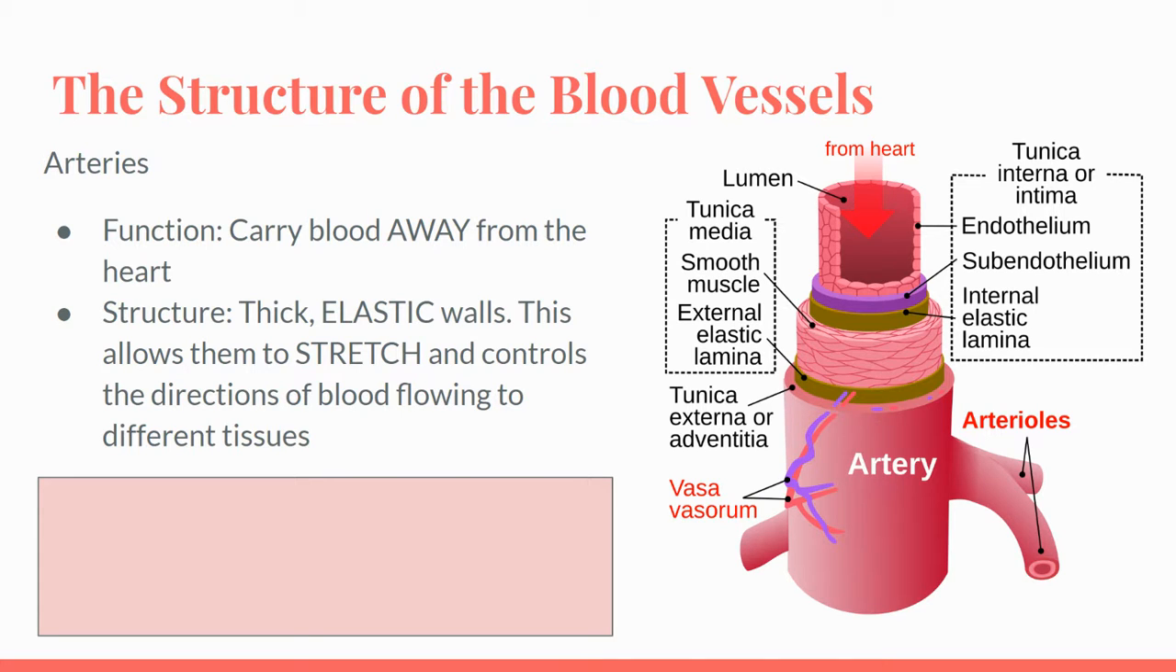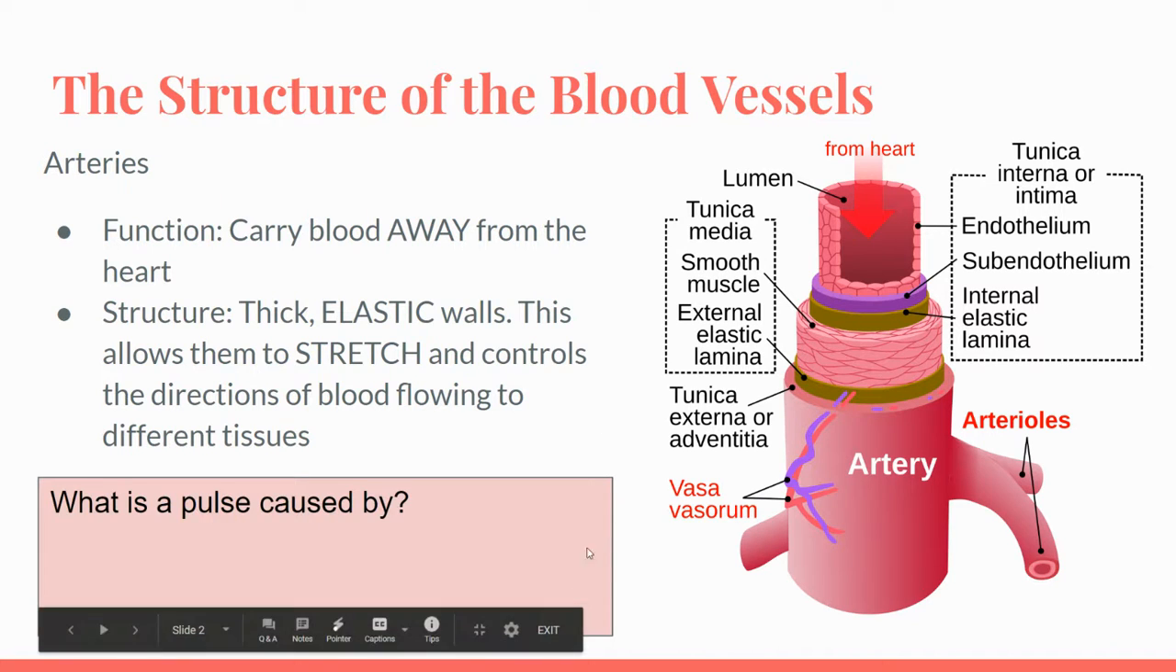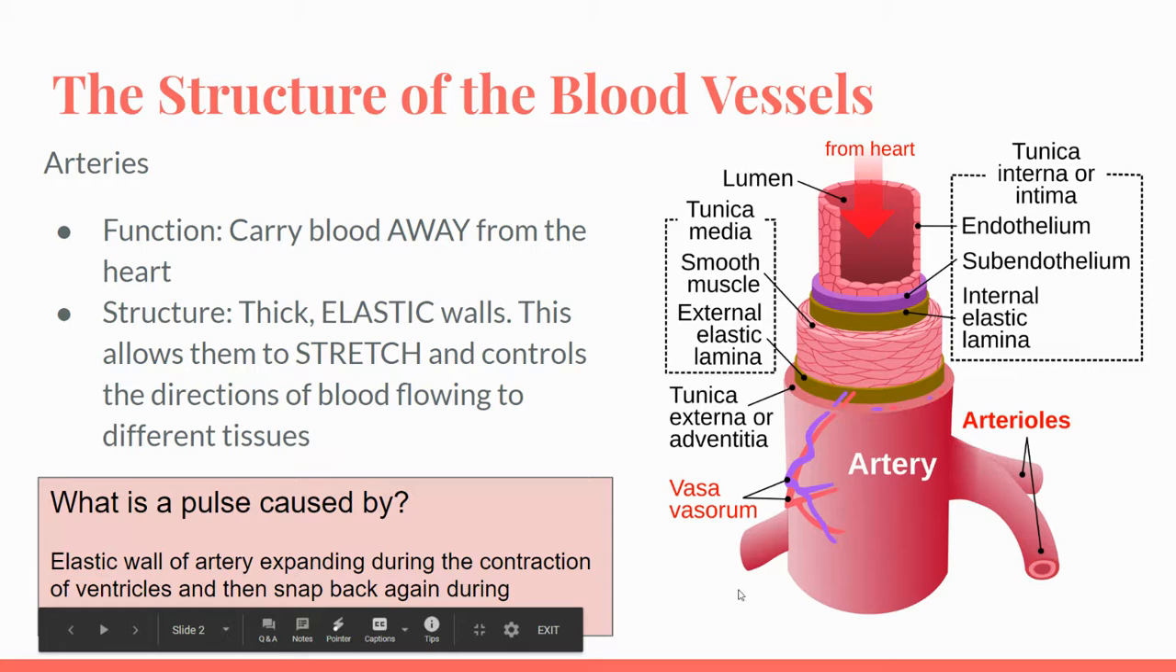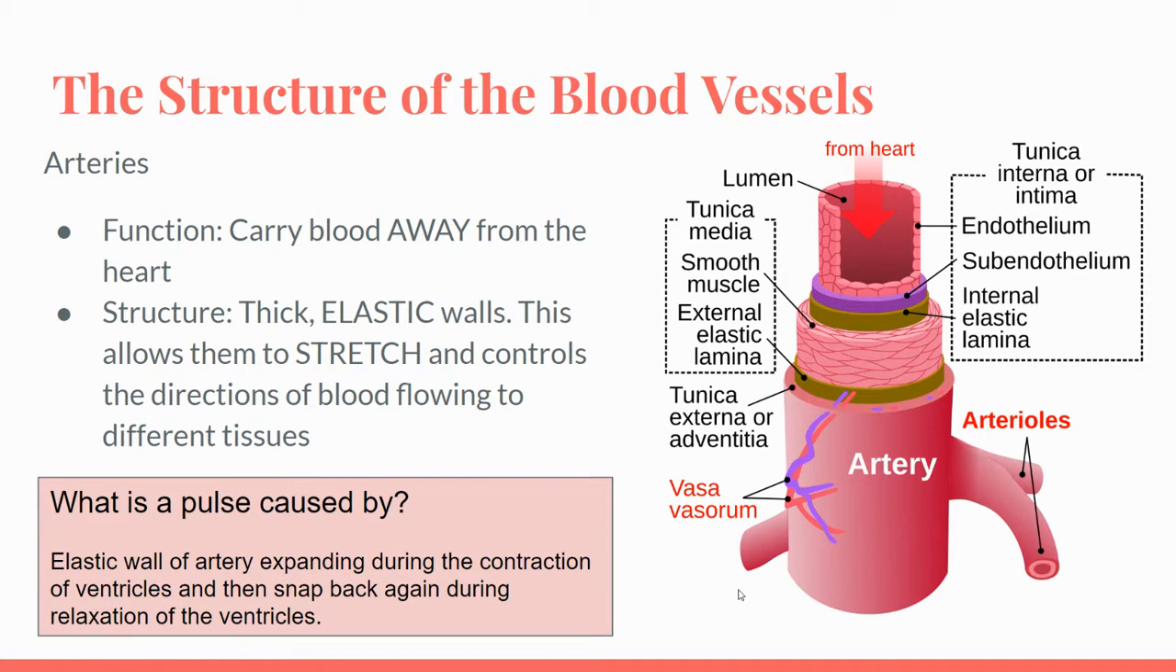So when the artery loads blood into it from, let's say, the heart into the aorta, the wall of the artery will stretch out as lots of blood is pushed in there, so a lot of pressure. And then as the blood passes, it'll relax back into its regular shape. We can actually feel the contraction and relaxation of arteries because we know what a pulse is. The pulse is when the elastic wall of the artery expands during the contractions of the ventricles and then goes back to its regular shape during the relaxation of the ventricles.